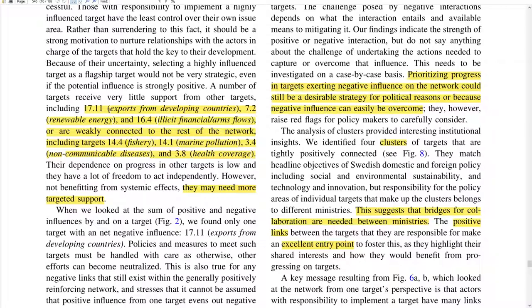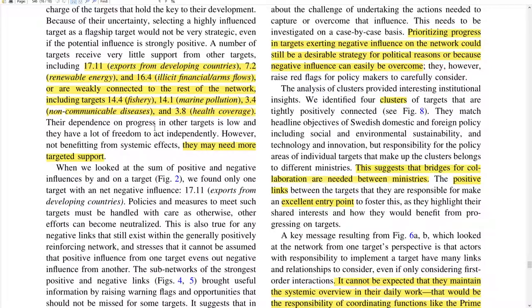This is one of the problematic targets, as it receives very little support from other targets. Not only 17.11, but that's the worst of them. There's also 16.4. We also have weakly connected targets to the network, like 14.4 and 14.1 and 3.8.